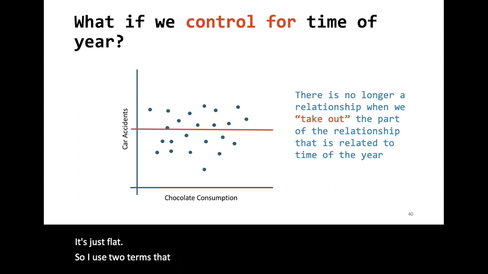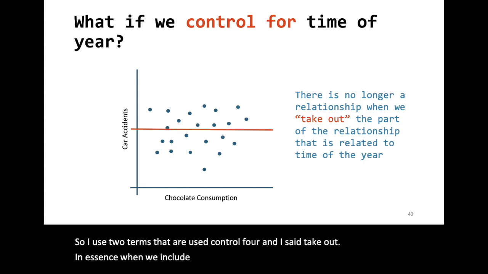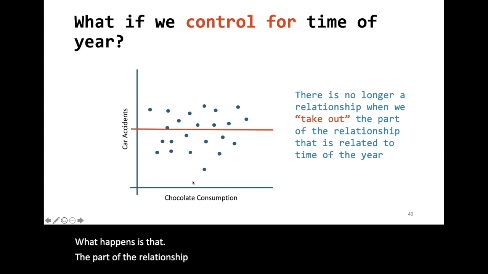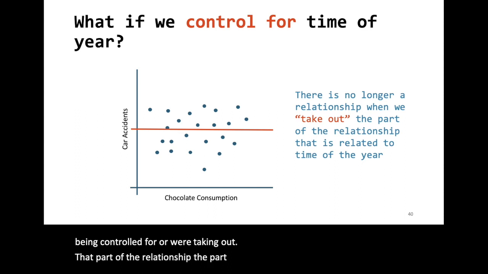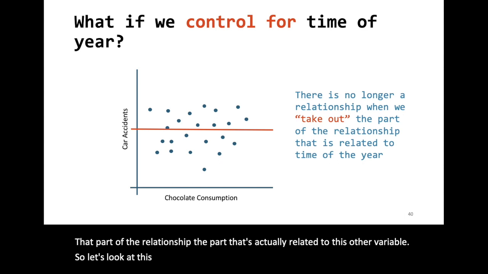So I used two terms there. I used "control for," and I said "take out." In essence, when we include another variable in the model, the part of the relationship between the two variables that we were looking at before that's related to this third variable that we put in is being controlled for, or we're taking out that part of the relationship, the part that's actually related to this other variable. So let's look at this example and how it would look from Jamovi.